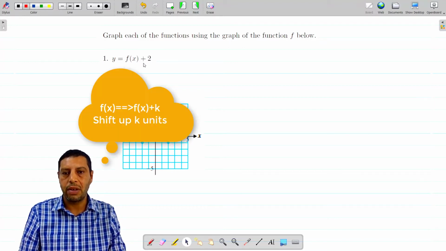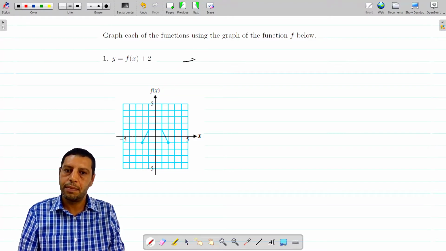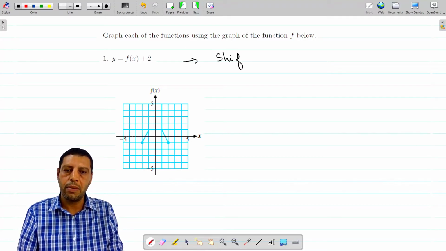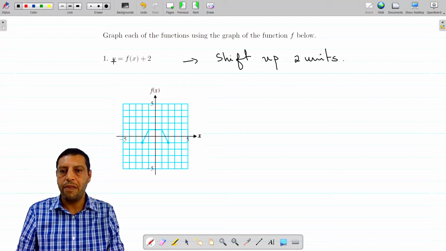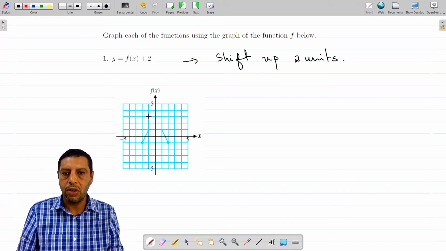And if you take a look at this, you have the plus 2 outside of the expression of the original function f of x. So in this case, it's a shift up 2 units. The transformation is a shift up 2 units. So it's easy now to graph the new function. You just shift the graph here 2 units up.